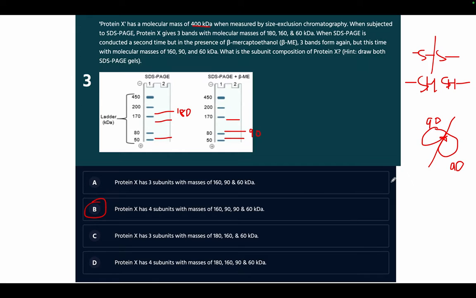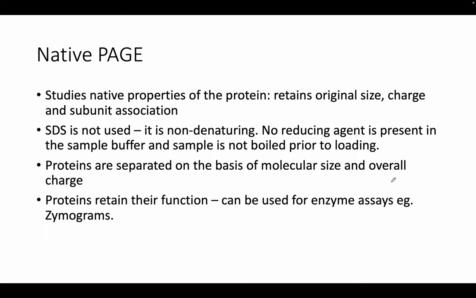Now, here what we are doing is completely dissociating any protein complexes. But what if we want to keep the protein complex together? What if we want to study if the protein is a dimer or trimer or something, what if we want to know that? So that we can do using another technique called native PAGE. Here we are studying the native properties of the protein. We are not going to denature the protein at all.